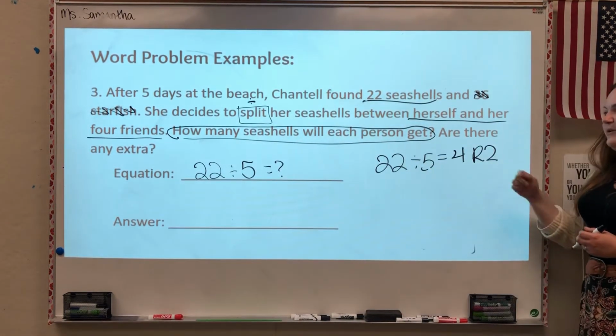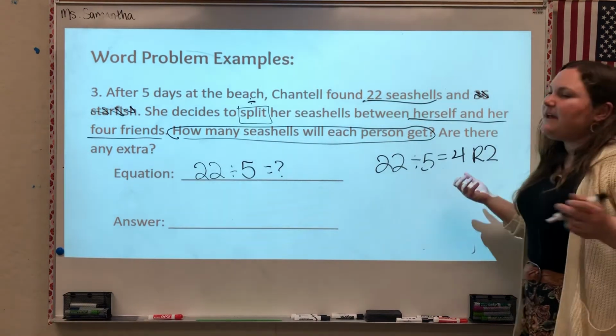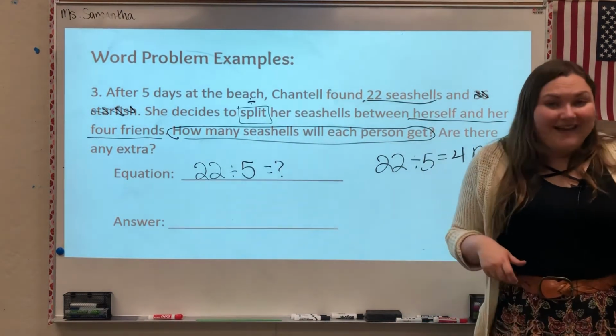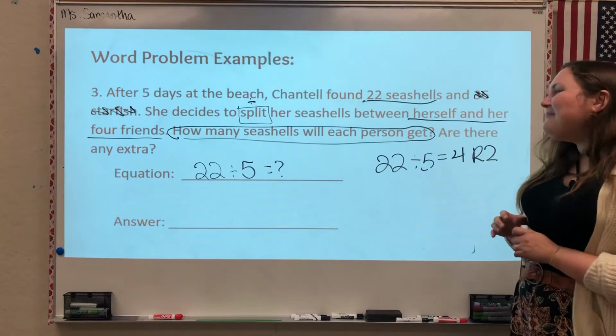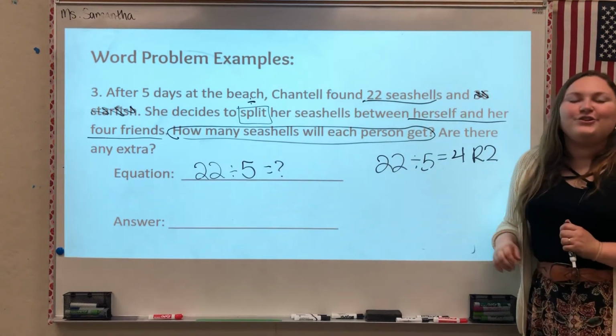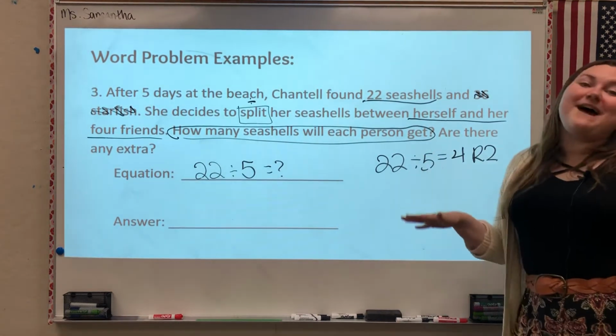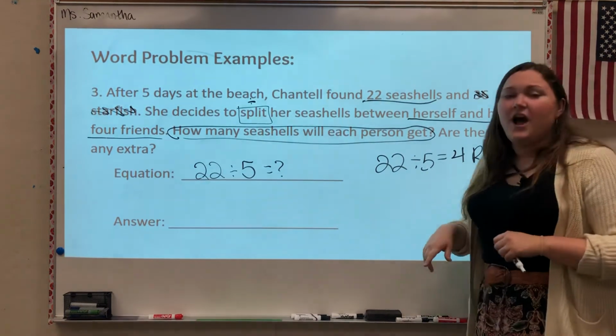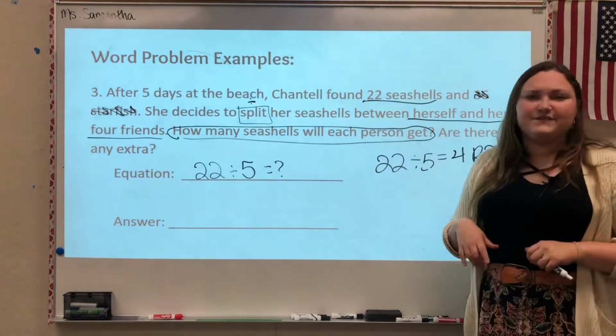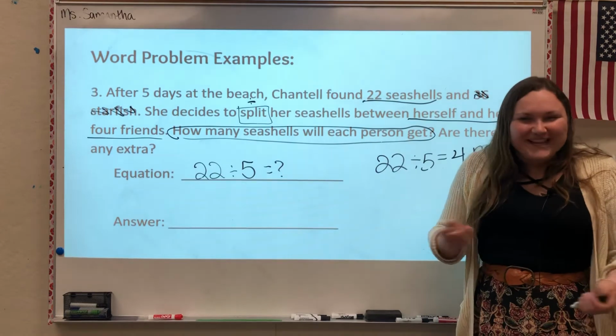So we're left with 4 remainder 2. Now think about this for a second. If we were outside of math class and I asked you the question, how many seashells would each person get? Even if you are the best math student in the world, you are not about to say, oh, well, each student or each person gets 4 remainder 2. That's not how you say it, right?